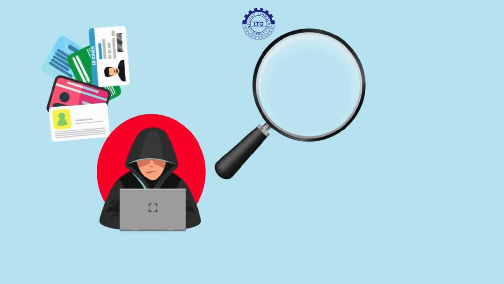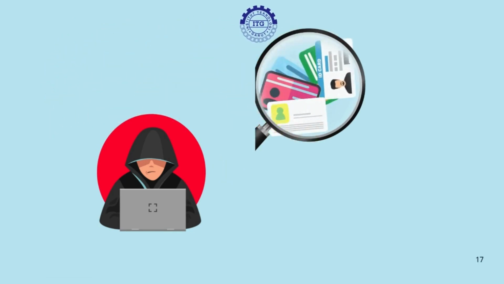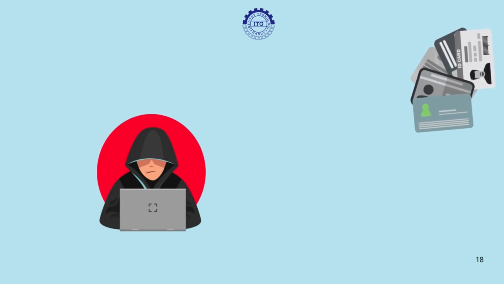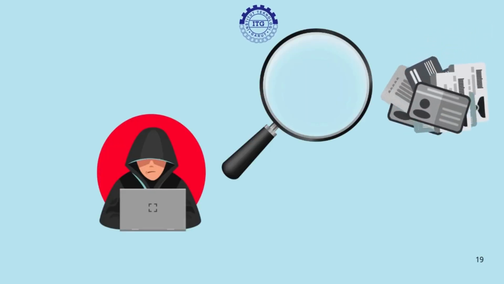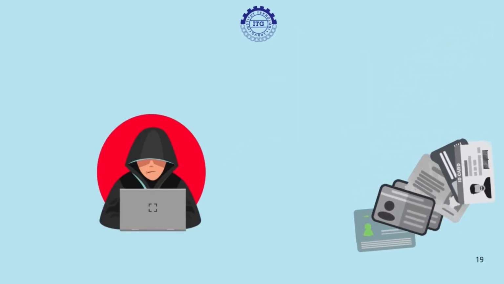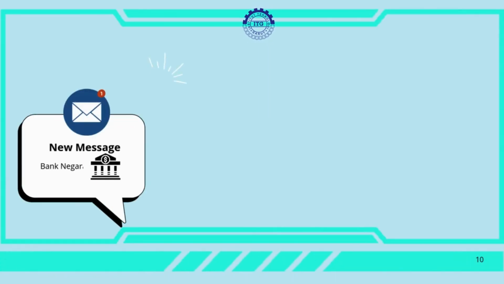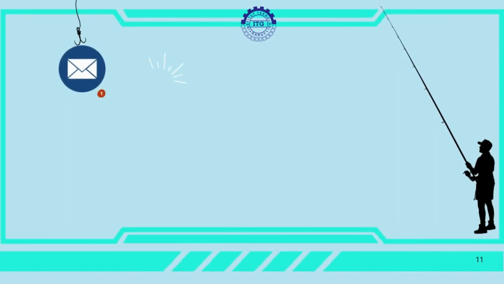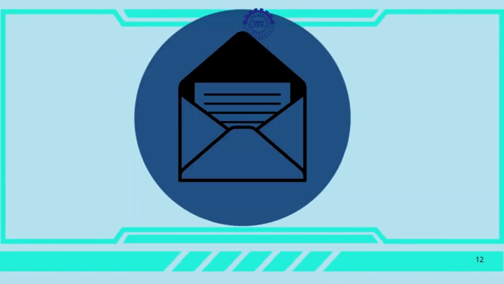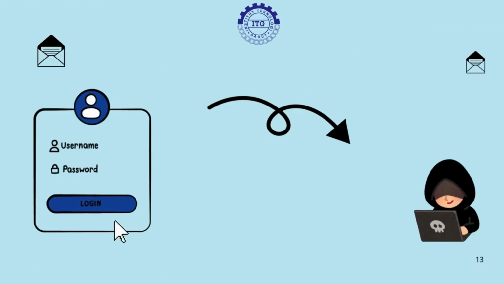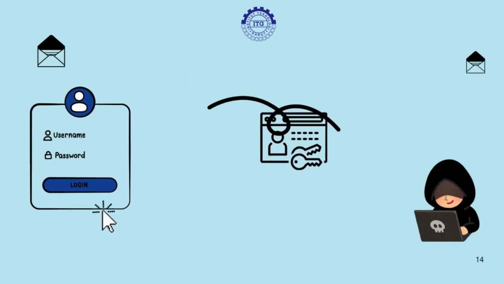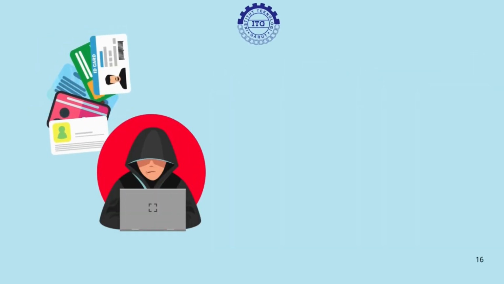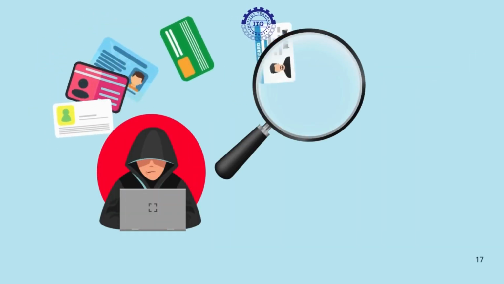How does it work? Point 1. The attacker obtains PII, or personally identifiable information. Point 2. Using stolen PII to open fake accounts or authorize transactions. Point 3. The victim discovers unauthorized transactions or misuse of identity.